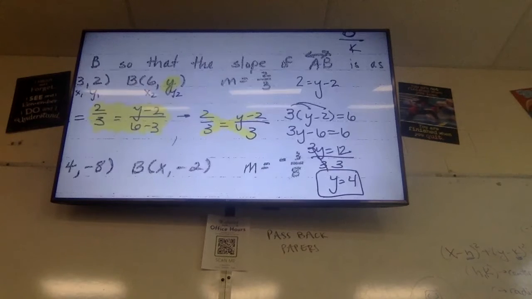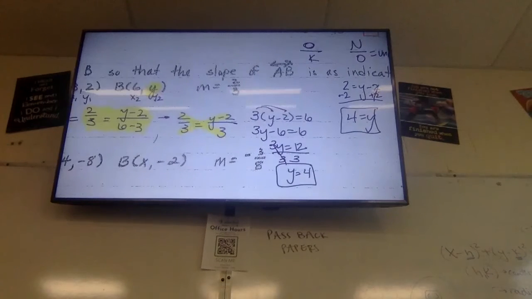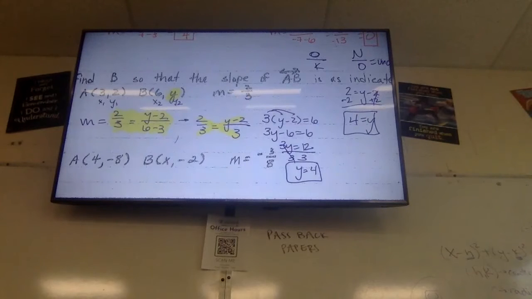I can do the exact same thing that Max is telling me. I'll just move this over so I can see his work. I can do 2 equals y minus 2, add 2 to both sides, and in way less steps, I still get y equals 4. I had to do all that to find what y was, so point B is 6, 4. We just had to plug 4 in for y.